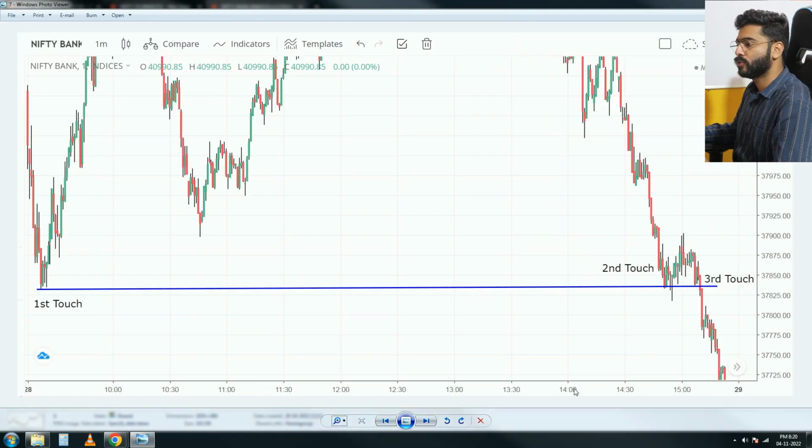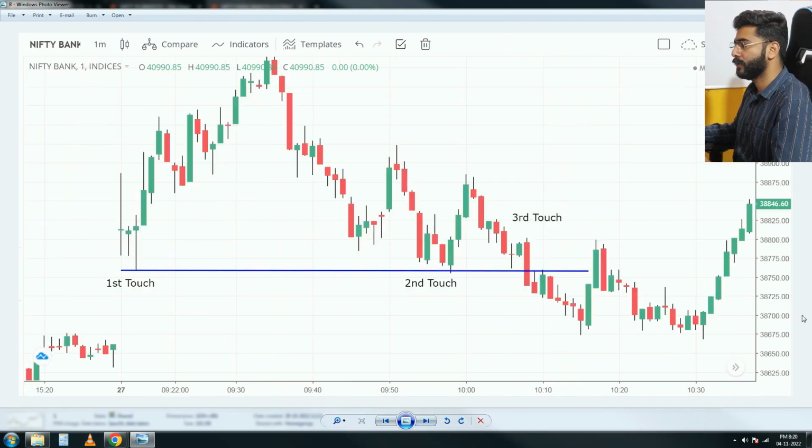Okay, so one more example we'll try to see. Here, again, this is the first touch, that is the support. Then the second touch, this is also support. This is the point of interest when we know the market could fall, the setup could be created. Then the market comes, creates the third touch, and then it creates a halt. This green candle is the halt, a pause candle.